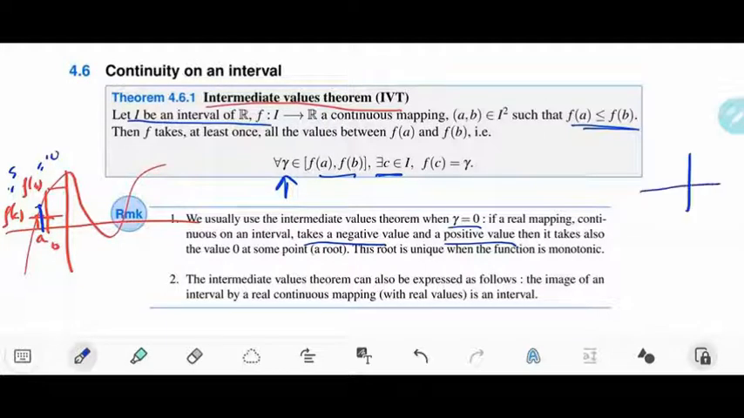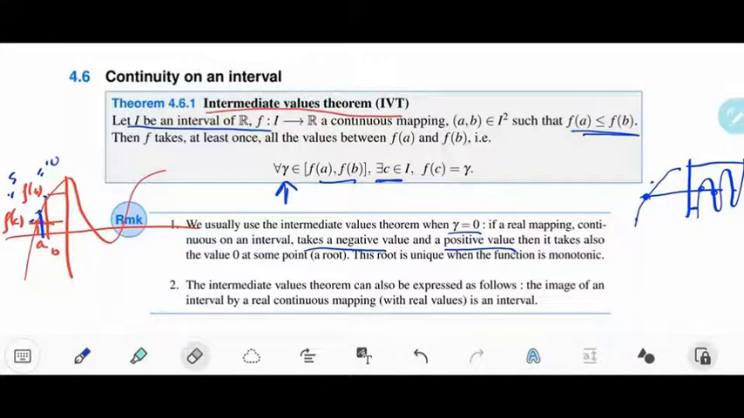So if the function is taking a negative value and a positive value, then there exists a point where the function is equal to 0 and this point is unique. And also you can have this scenario if the function is making a shape like this. So it's taking a negative value and a positive value, and you have multiple roots in this case because the function is not monotonic.